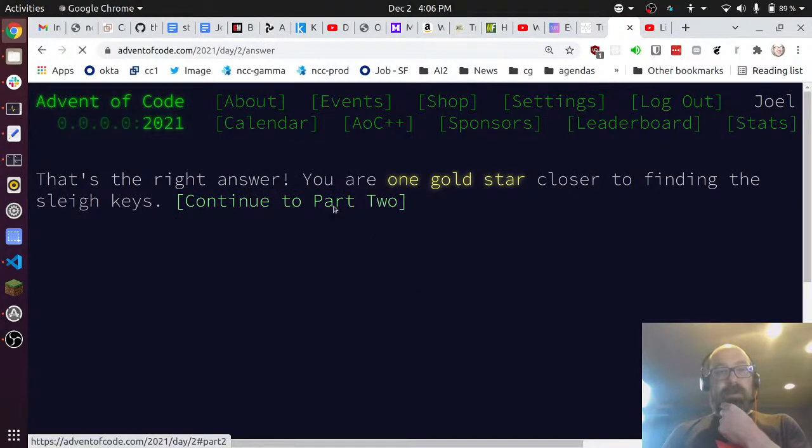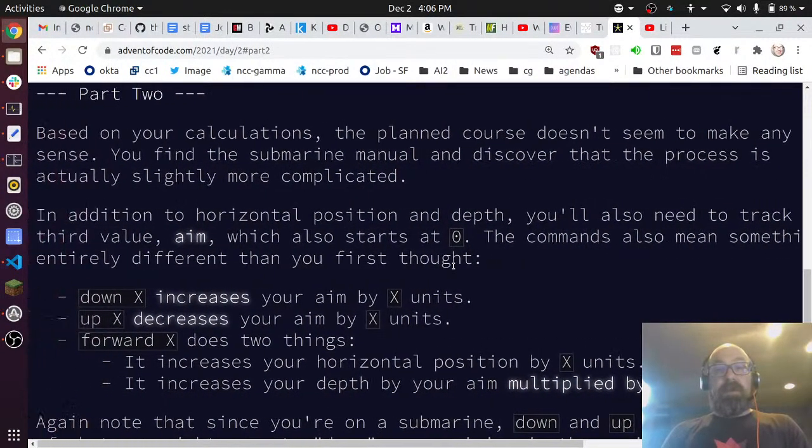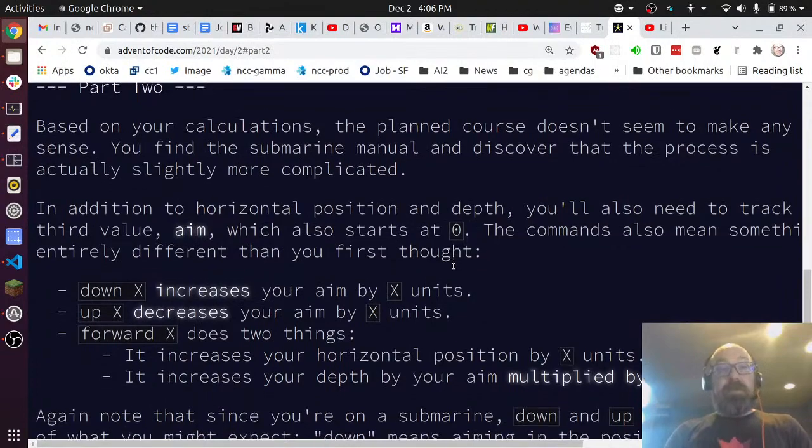That's the right answer. Continue to part 2. Based on your calculations, the planned course doesn't seem to make any sense. You find the submarine manual and discover that the process is actually slightly more complicated. In addition to horizontal position and depth, you also need to track a third value, aim, which also starts at 0. Commands also mean something entirely different than you first thought.